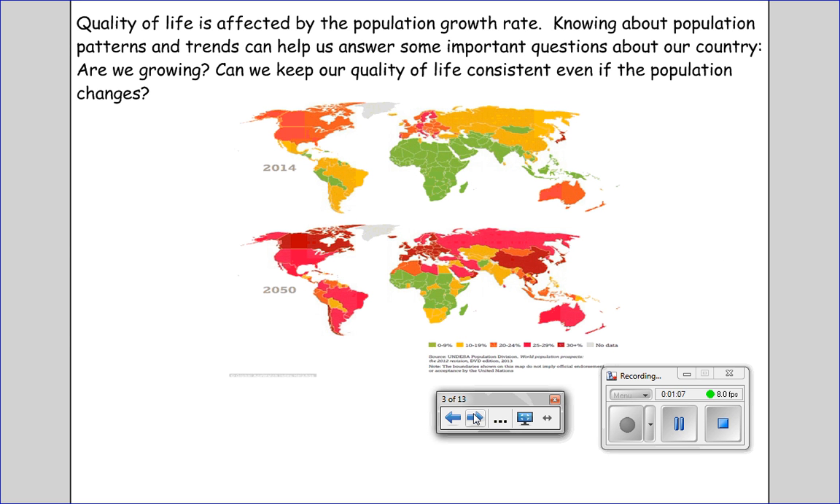Quality of life is affected by the population growth rate. Knowing about population patterns and trends can help us answer some important questions about our country. Are we growing? Can we keep our quality of life consistent even if the population changes?